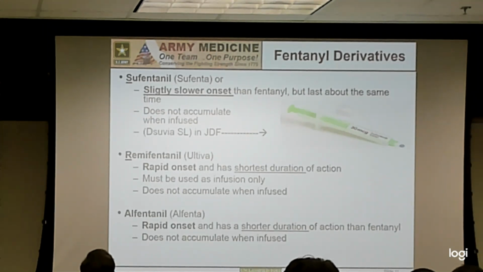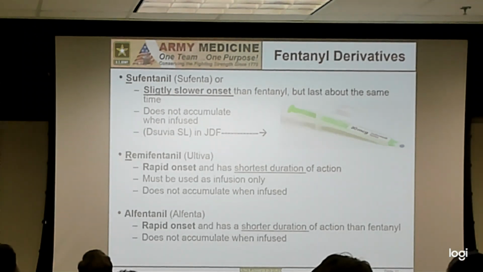Your remifentanil, R and R for rapid. Remifentanil, the rapid one, and it also has the shortest duration of action. So quick on, quick off. So if you want to be able to wake someone up and figure out what's going on, but you want to knock them out, this is a good one because it has a quick onset, short duration of action. You can put them out for a little bit, wake them up, check in with them, put them out again if you need to. Very good medication. And alfentanil, rapid onset, but also a short duration of action.